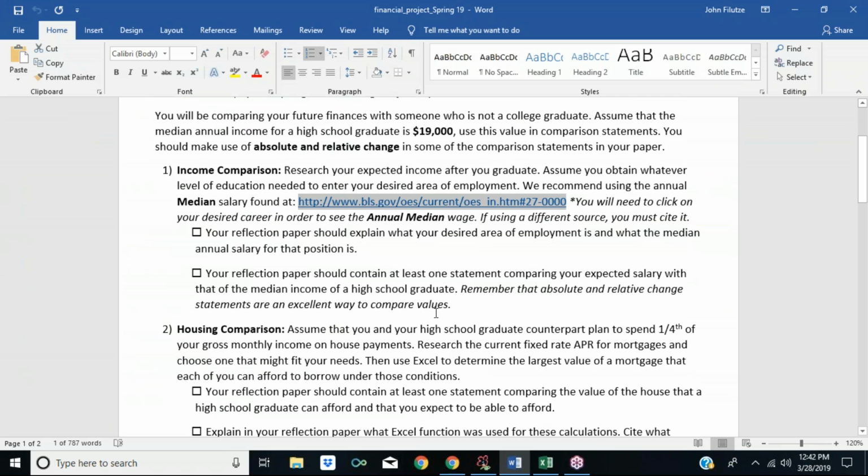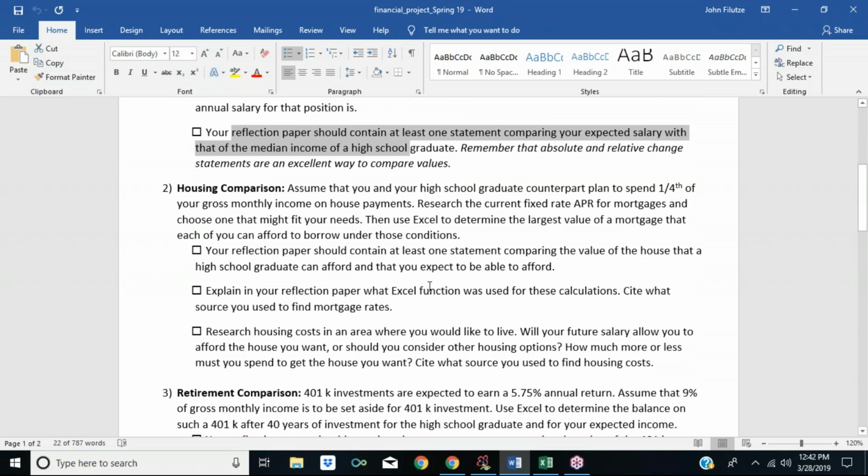project, the first thing you're going to do is an income comparison. Make sure you're reading what you need to do, okay? Then we're going to do a housing comparison. When you do the housing comparison, what you'll have to do is look up an APR for mortgages, okay? And you'll have to cite where you got that. So see how it says down here, cite the sources you used. Research housing costs in your area or the area you'd like to live and discuss whether or not your future salary will allow you to buy that house.